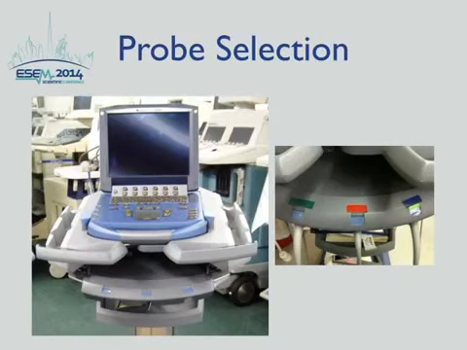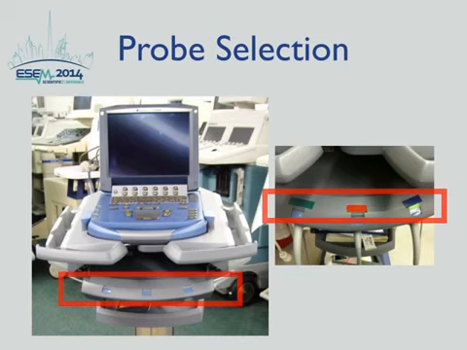The second is probe selection. Every ultrasound machine has a different number of probes available. This is an example of the Sonosite, and you will find it has 3 different probes attached to one machine. In order to select the probe, you click on the button corresponding to that probe. Otherwise, you will be scanning the patient, but you won't be getting any images if you don't select the appropriate probe.